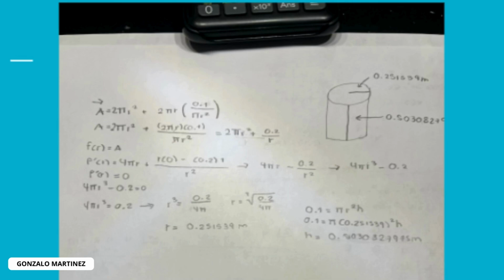Then you have to make the derivative equal to 0. So it's 4 pi radius cubed minus 0.2 equals 0. You then want to solve for r, or radius. So 4 pi radius cubed equals 0.2. Then the radius cubed equals 0.2 over 4 pi, which gives you radius equals the cube root of 0.2 over 4 pi.